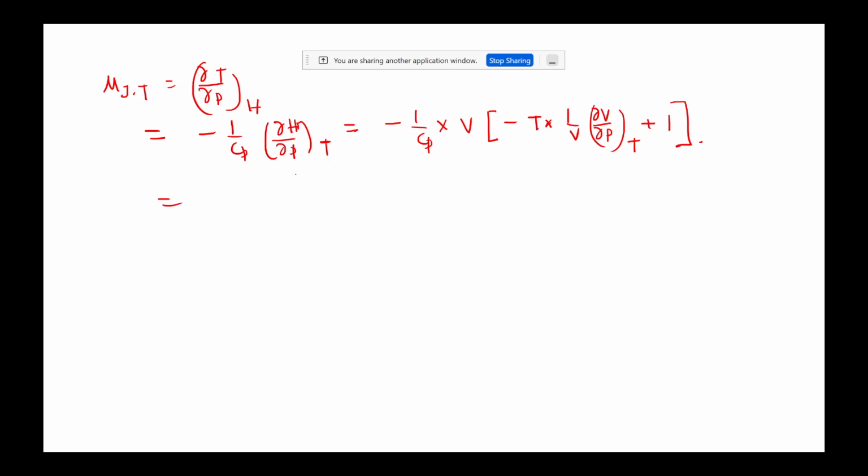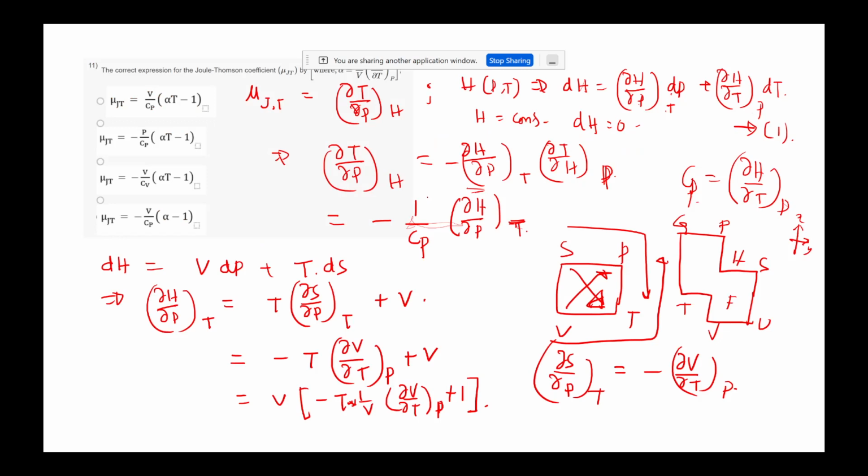And if you can write this as alpha, the minus sign you can just play around with those things. This will be V by Cp times alpha T minus 1, right? So the correct option is V by Cp (alpha T minus 1).